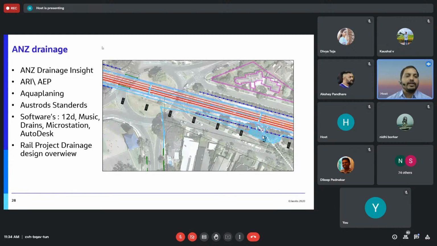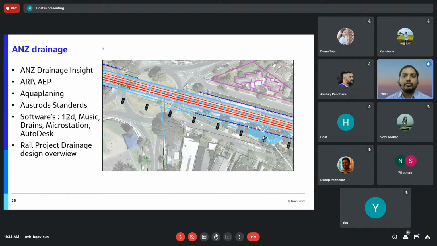So for the Australia New Zealand region, there are some standards which are available, but Austroads is the main standard, which is very much common in the Australia New Zealand region. But when they are divided into New South Wales region, the Melbourne region, the Brisbane region, they have their own standards, like the Queensland manual, NSW manuals. Melbourne has a different manual. So we need to take into consideration those particular standards when we are designing region specific jobs.